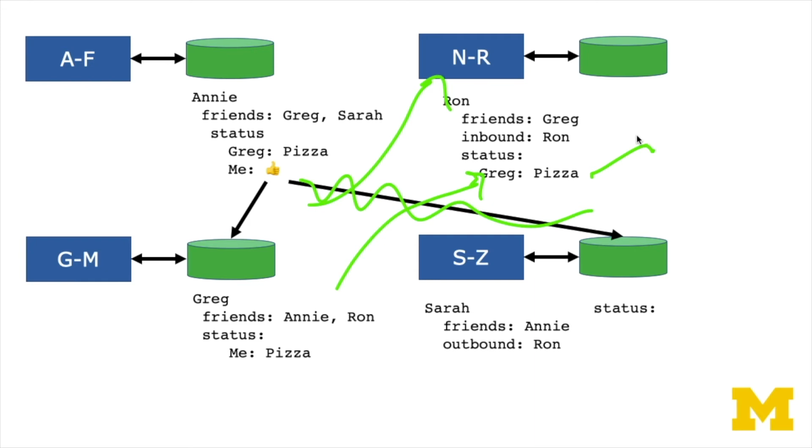There's privacy rules, there's whatever, and we want to get back to the point where when any of these 4 people log in, they don't have to go to the other servers to pull in the fact that Annie has done a thumbs up on Greg's post, right?